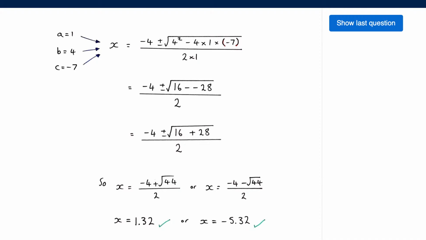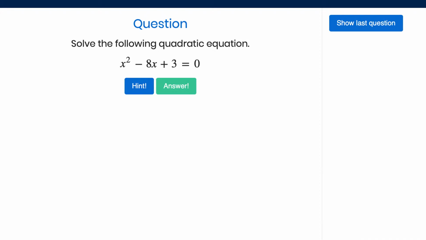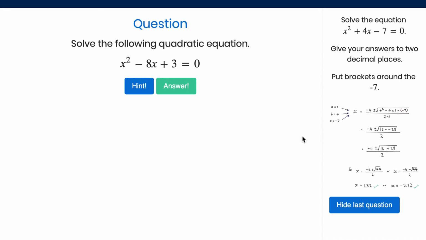Right, okay. Last one here for you to practice. It's a little bit different, but you also need to use the brackets again. Solve the equation x squared minus 8x plus 3 equals 0. Pause the video and have a go. You can follow the right hand side. Okay, here is the answer.